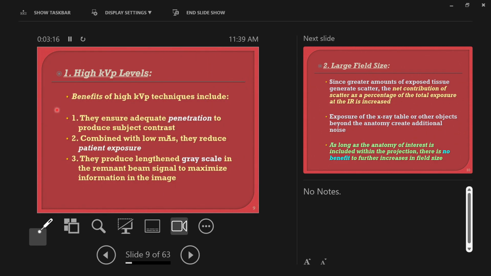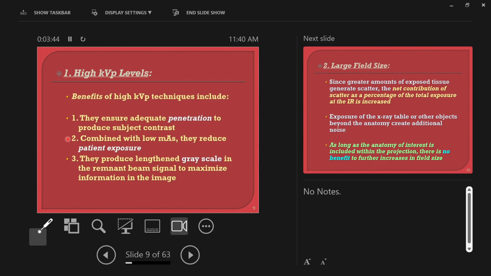So what are some benefits? Why would we use high kVp? Okay, we don't want to use high kVp, we want to use the right kVp. Optimum, exactly. So we want to ensure adequate penetration to the body part. That's why we use high kVp sometimes. A thick body part requires high kVp. Thicker body parts are going to scatter more, so you're going to get more scatter at the image receptor with high kilovoltage and thick body parts.